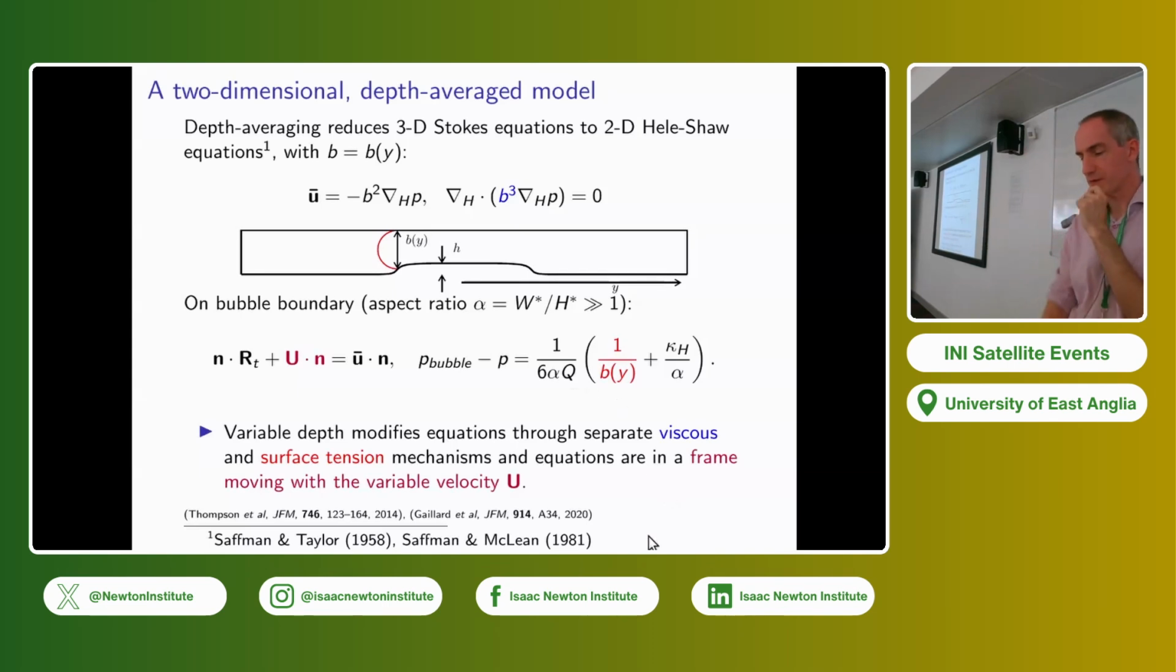Okay, and I should point out that this model, this depth averaging, was originally introduced by Safran and Taylor, and it was Safran and McLean in '81 who added the surface tension on the right-hand side of the dynamic condition and showed that it agreed well with experiments for the case when you don't have obstacles, you don't have these rails in Hele-Shaw cells.